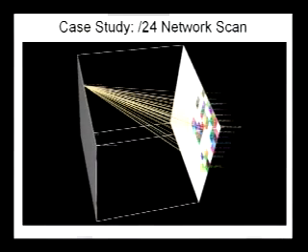Here's what a network scan, this was actually fabricated. This was not observed. What we did was a scan of a /24 subnet, and here's what this looks like. It's a unique source on this side scanning individual hosts, and each one is showing up in a different color.